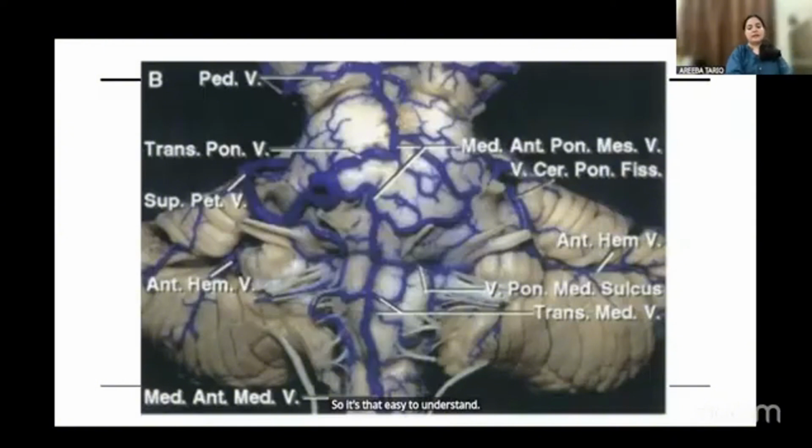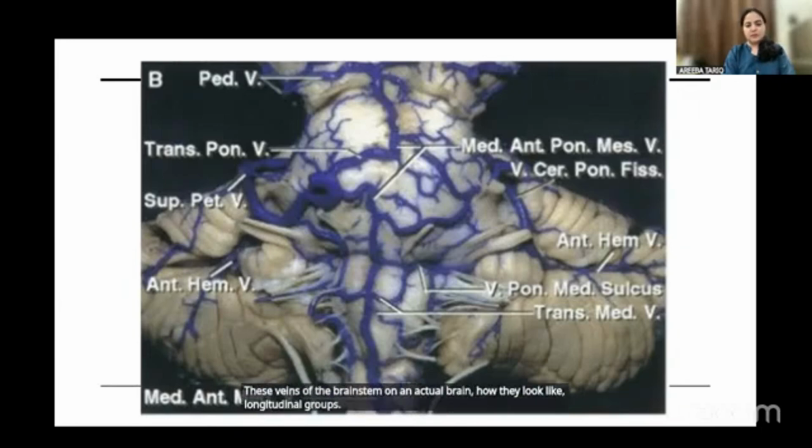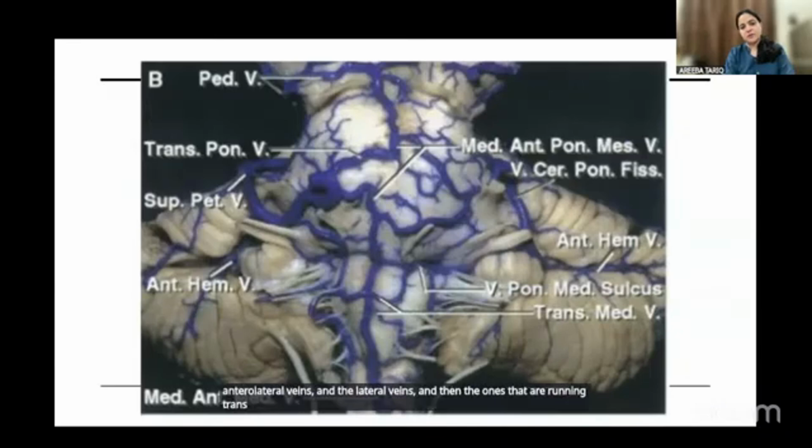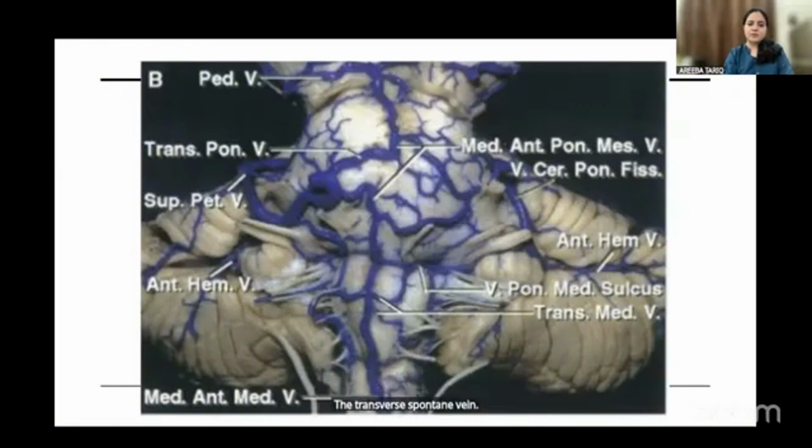Now looking at these veins of the brainstem on an actual brain, how they look. Longitudinal groups, not something to be afraid of. This is going to be the anterior group, then the anterolateral veins and the lateral veins. And then the ones that are running transversely are transverse veins. Because this is on the pons, this will be the transverse pontine vein. This will also be a transverse pontine vein. These will be transverse medullary veins because they're running transversely and they're on the medulla.